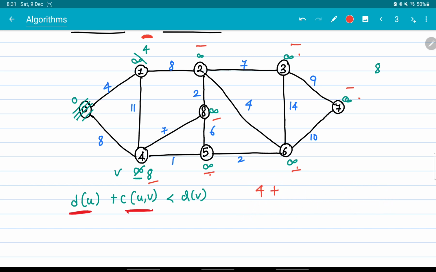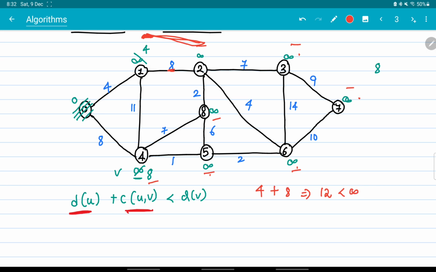So the distance is 4. 4 plus what is the distance or the cost of going from 1 to 2? The cost of going from 1 to 2 is 8. You can see here the cost of going from 1 to 2 is 8. So I'll add 4 plus 8. What is 4 plus 8? 4 plus 8 is 12.